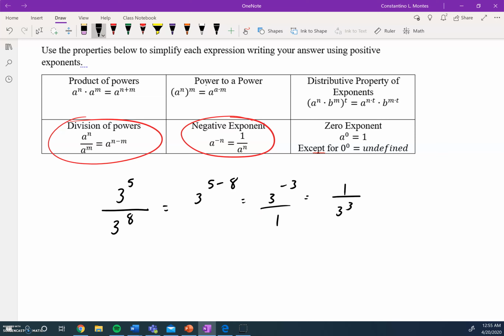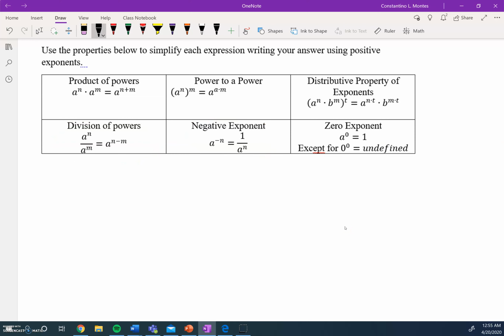So that's the first example. We took 3 to the power of 5 divided by 3 to the power of 8, and we turned it into 1 over 3 to the power of 3. At this point, don't worry about simplifying 3 to the power of 3 or rewriting that as 3 times 3 is 9, times 3 is 27. Just leave it as 1 over 3 to the power of 3. Alright, let's try another one.